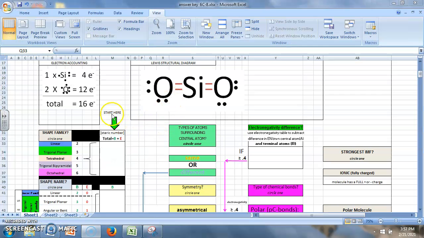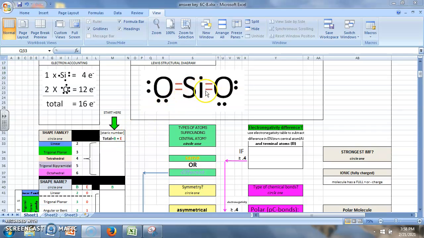All right, as we can see, they want us to start interpreting the shape right here where it says start here. And the first thing they want us to count are the total things around the central atom. The central atom here is silicon, and they want us to count how many total things there are around it. If you remember, the B stands for bonded atoms, and the E stands for lone pairs of electrons. When we're counting the bonded atoms, remember we are counting atoms, not bonds.